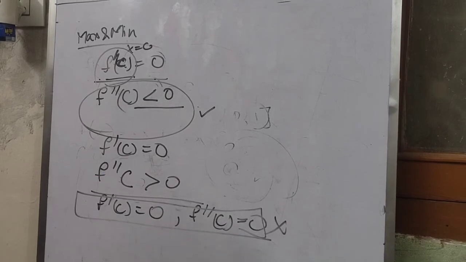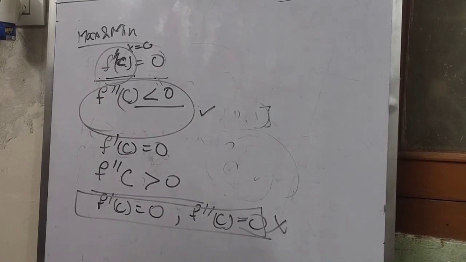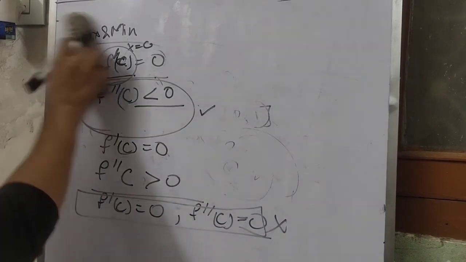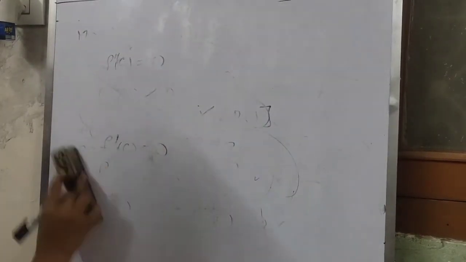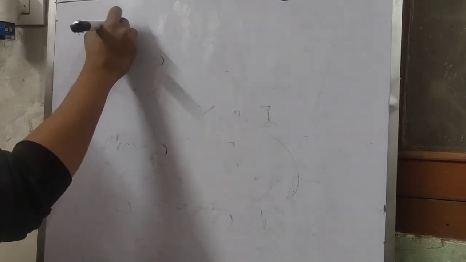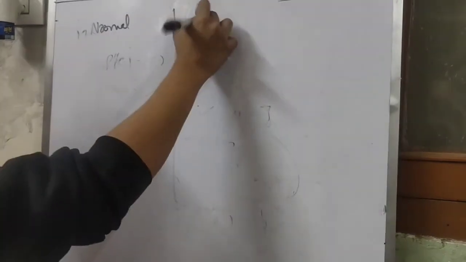Now coming to the last topic, that is tangents and normals, equations of tangent and normal. That is a topic asked for 3 or 4 marks in a paper. It's not a 6 mark question. So now coming to normals and tangents.